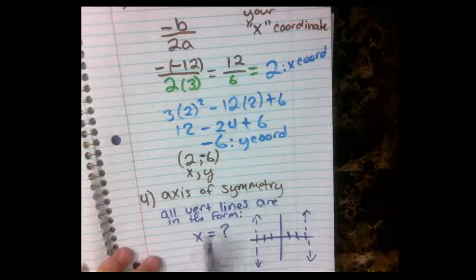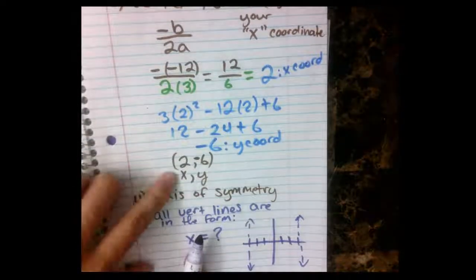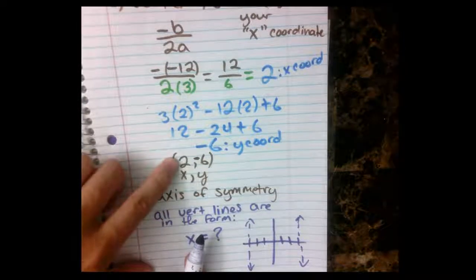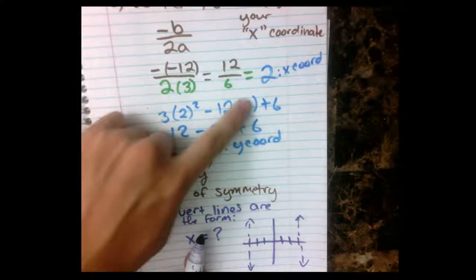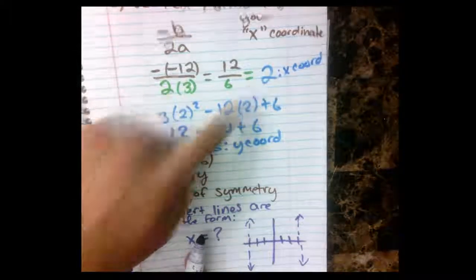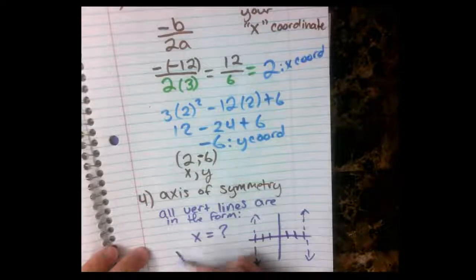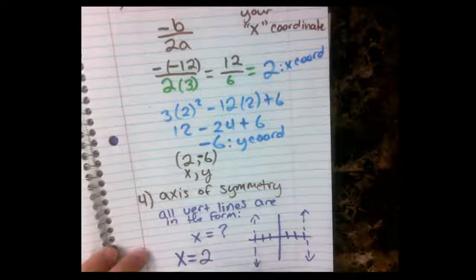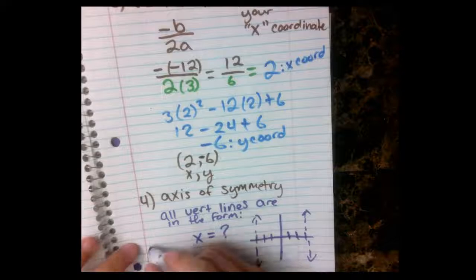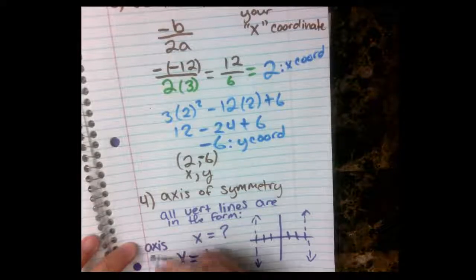So ours is a line that goes through the vertex, which means as soon as you found the vertex, you just take the x coordinate, in this case 2. You solved it with the formula, 2, and you're just going to say, well then that must mean that x equals 2 is my axis of symmetry. So this is your axis of symmetry.